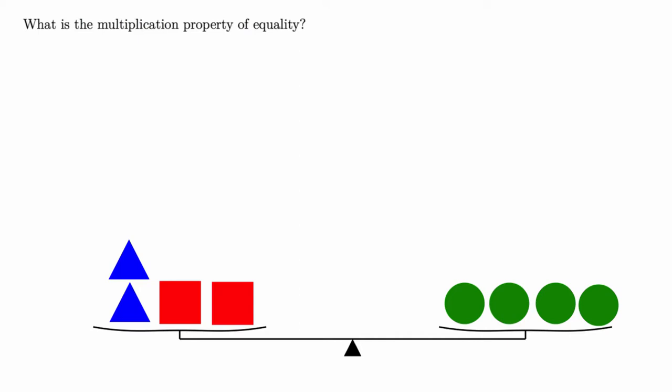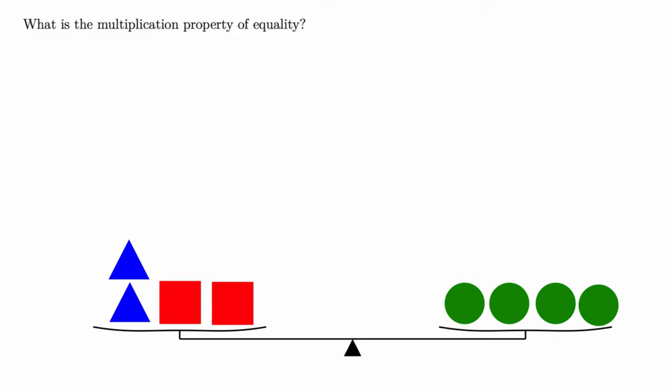In conjunction with using the addition property of equality, we will often need to use what we call the multiplication property of equality. If we again think of an equation as a scale that is balanced, the multiplication property of equality allows us to multiply how much we have on each side of the scale, as long as we do it to both sides.